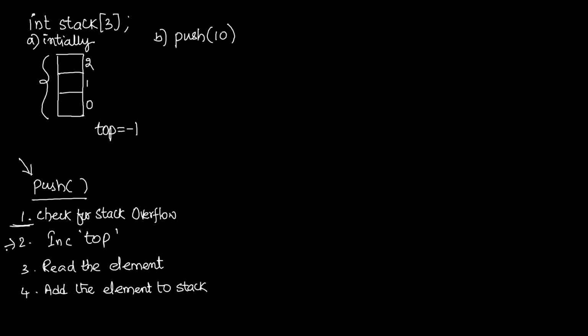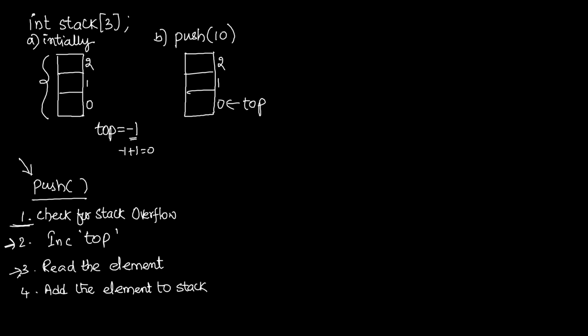Because our stack is not full, come to the second step, increment the top. Now what is the present value of top? -1. So you add 1 to it. -1 plus 1 becomes 0. So the top value becomes 0. Indicate that here. So the top value becomes 0 now.